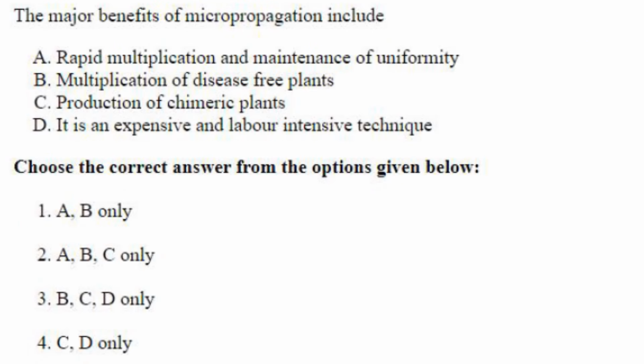Then next one. The major benefits of micropropagation include rapid multiplication and maintenance of uniformity. Of course, A is correct. Multiplication of disease-free plants. That's also correct. Production of chimeric plants. No, that is not a benefit of micropropagation. It is expensive and labor intensive. It is not expensive and labor intensive. So A and B only. Answer is option 1.